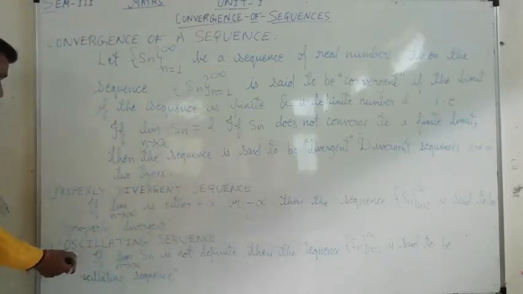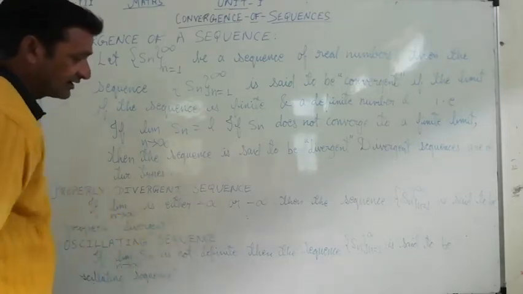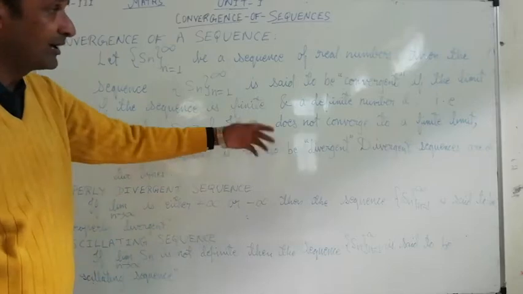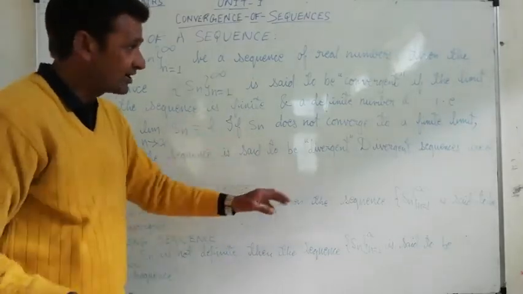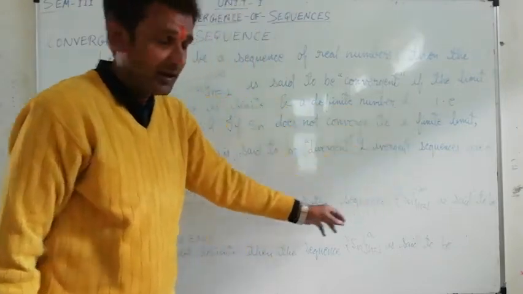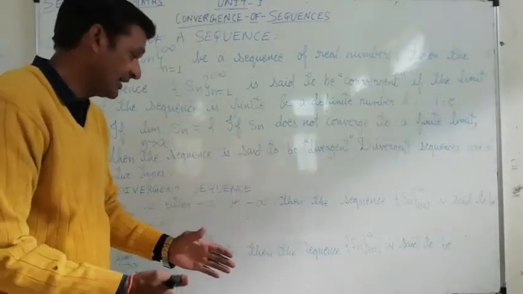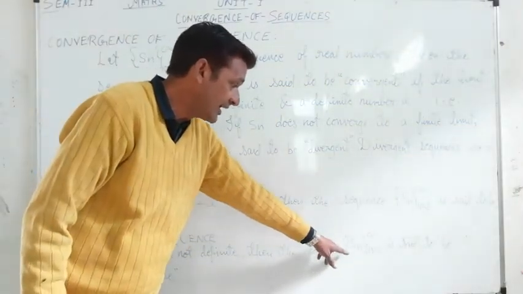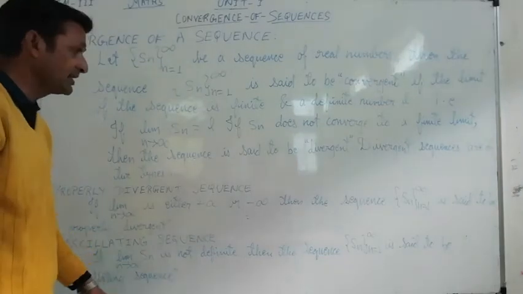Now the second type, the oscillating sequence. If limit n tends to infinity of Sn is not definite, meaning it does not have one particular value, then the sequence Sn from n equal to 1 to infinity is said to be an oscillating sequence. Definite means that if L is mentioned here, then it is a definite value.